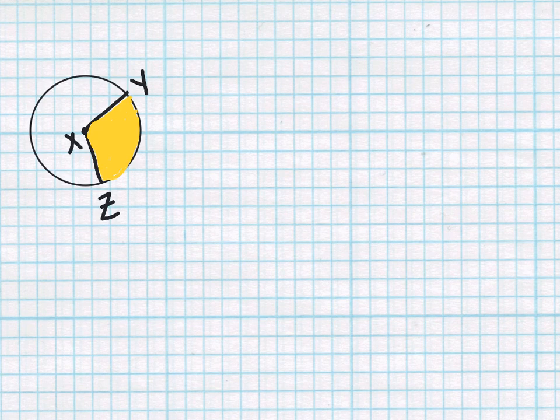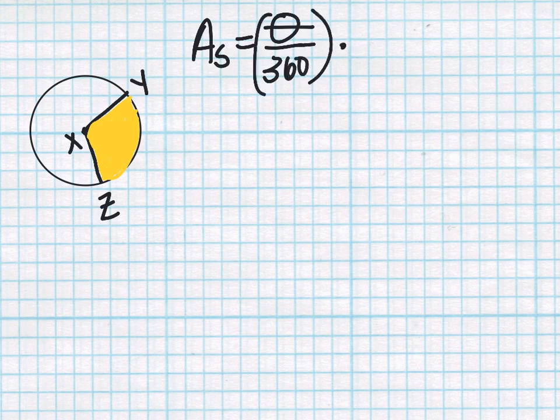So let's remember our formula. Area of a sector is equal to theta over 360 times pi r squared. So we need to know the angle, theta, and then we need to know the radius. So in this example, our angle, theta, is let's say that's about 100 degrees.